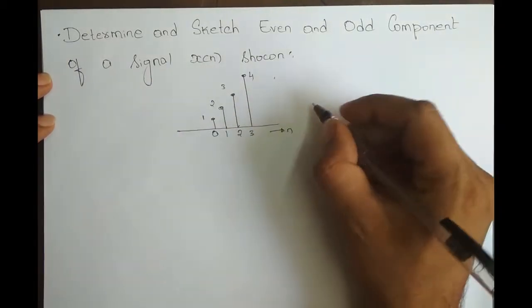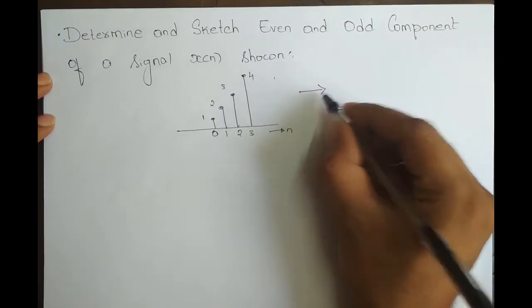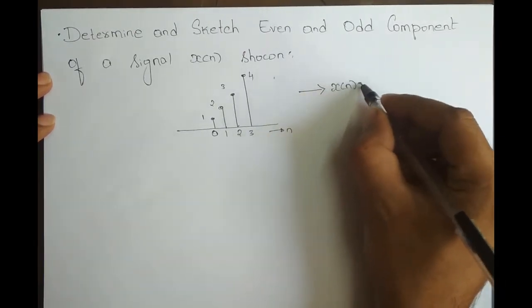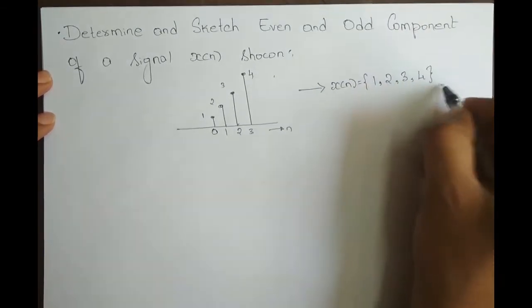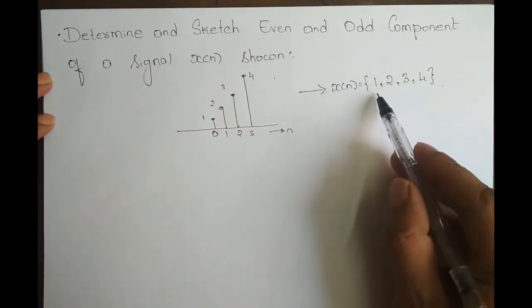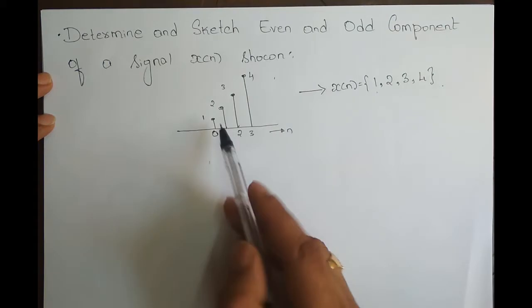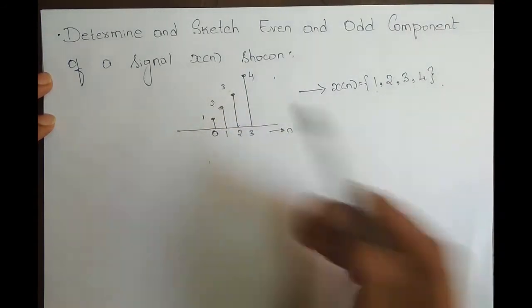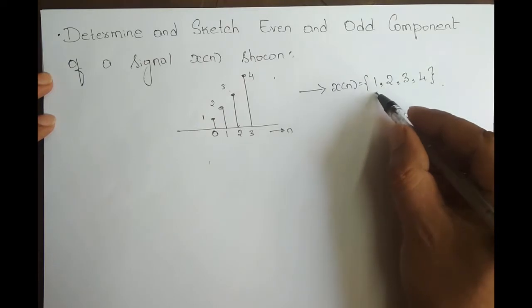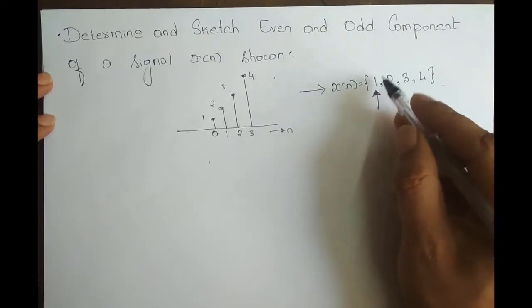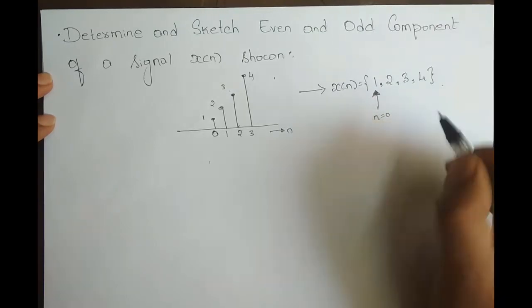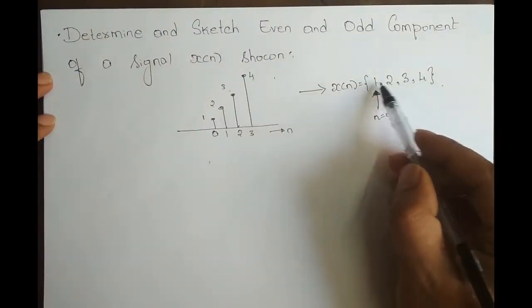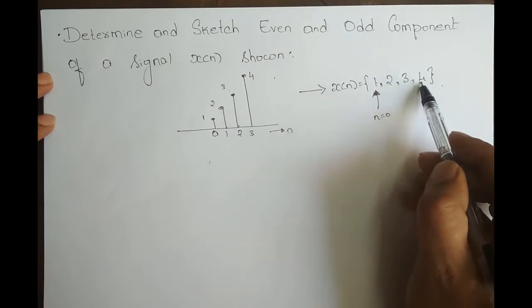Mathematically, I can also represent this signal as x of n is equal to 1, 2, 3, 4. So when I say just 1 2 3 4, which value is at n equal to 0, which is at n equal to 1, which is at n equal to 2, which is at n equal to 3, we don't know, right? So for that we put an arrow mark here. What does this arrow mark mean? It means the value at n equal to 0. So this is at n equal to 0, this is at n equal to 1, this is at n equal to 2, and this is at n equal to 3.